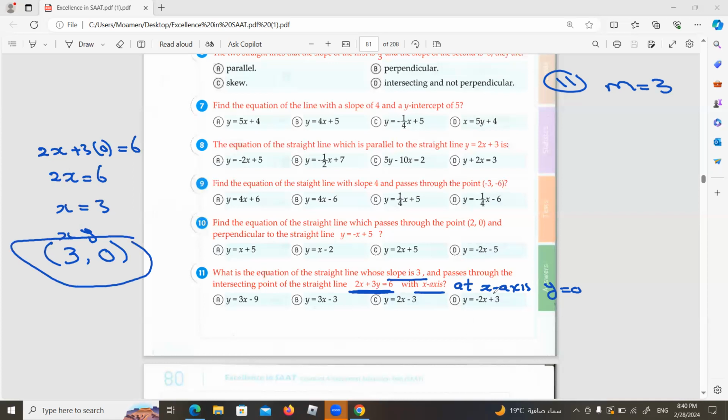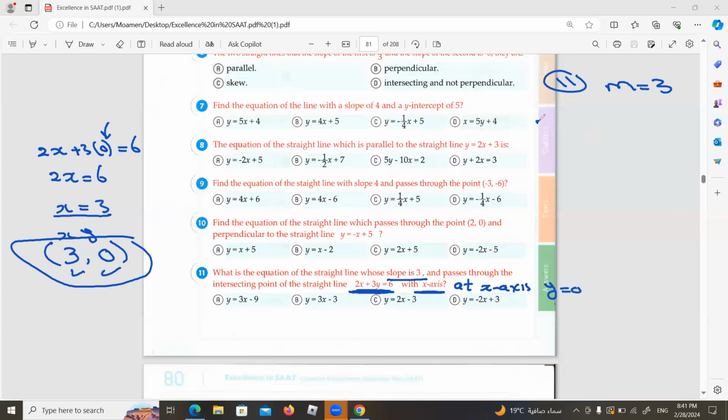Again, at the x-axis, y equals 0. I write the line, and instead of y, I write 0. Substitute, get the value of x, and the value of y is 0. So you have the point now, so you can work directly.